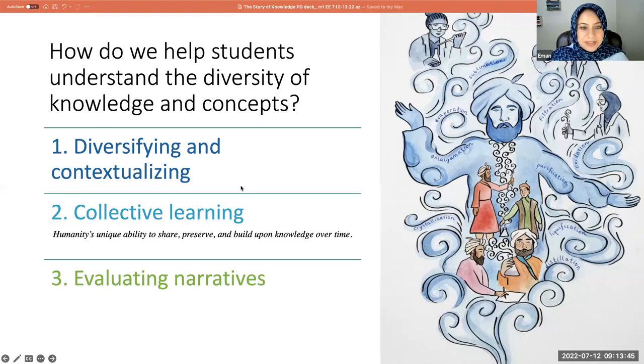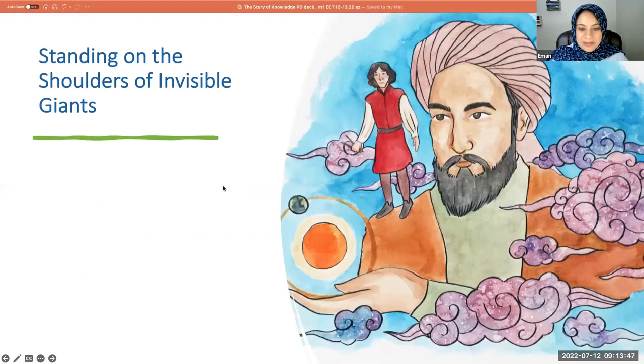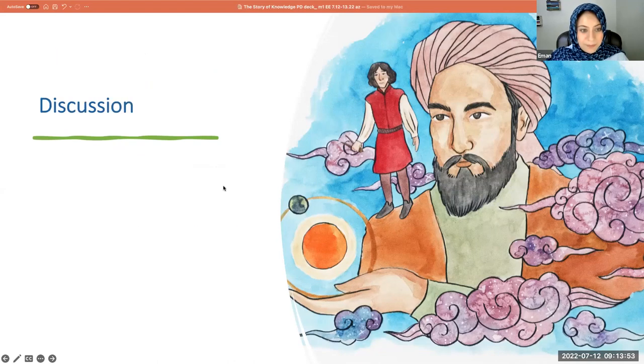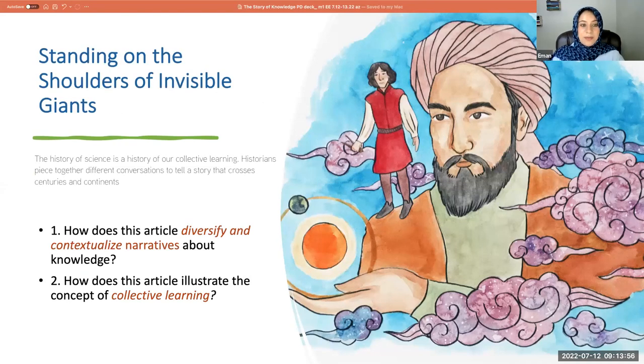And this case study is from some materials that myself and some of my colleagues have developed at the OER project. And it is a series of articles based on scientists and thinkers from the Islamic Golden Age. So what I'd like us to do is to read one of these articles, which is the opening article. It's a 6-article series, and it's written by myself and my colleagues. And what I'd like us to do is to read through it and take a few minutes to familiarize ourselves with it and answer these 2 questions. Does this article diversify and contextualize narratives about knowledge? How? And does it illustrate the concept of collective learning?